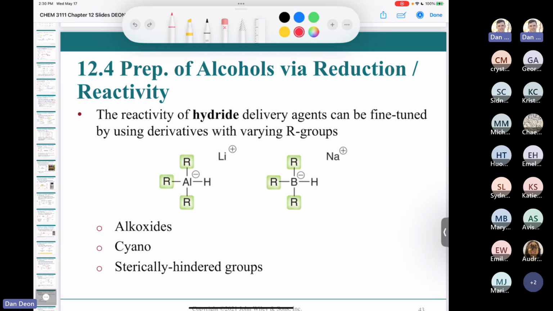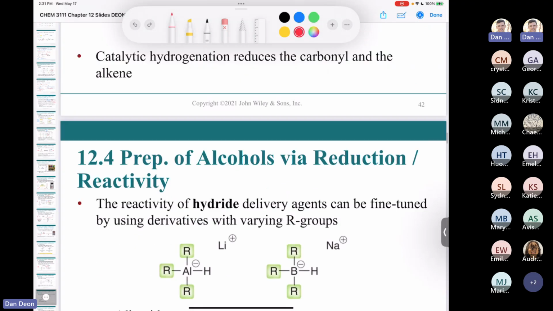So in other words, there's all kinds of reagents out there that we can use that will decrease the reactivity or increase it. And so there's a whole variety of different R groups that you can put on your aluminum or borohydride in order to cause it to be selectively reactive. And that's something that we'll see much, much later on in the course.